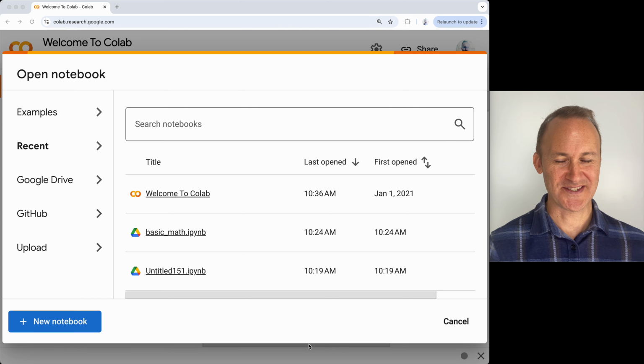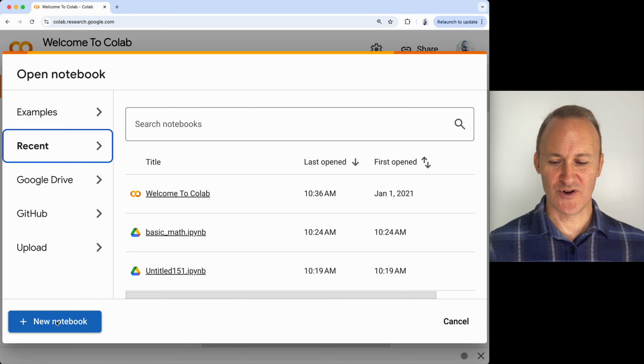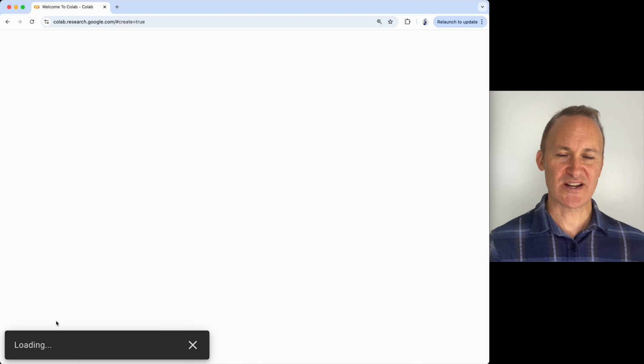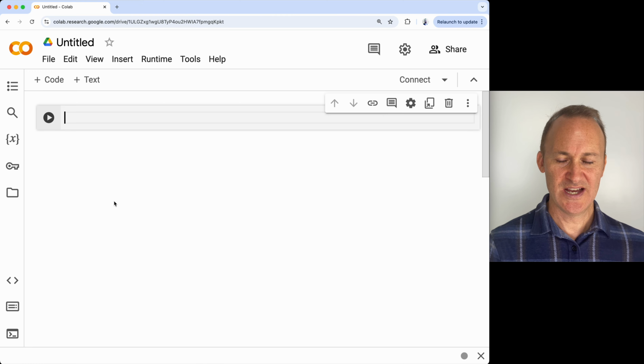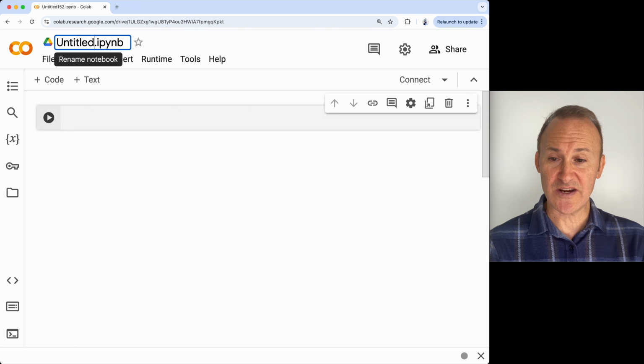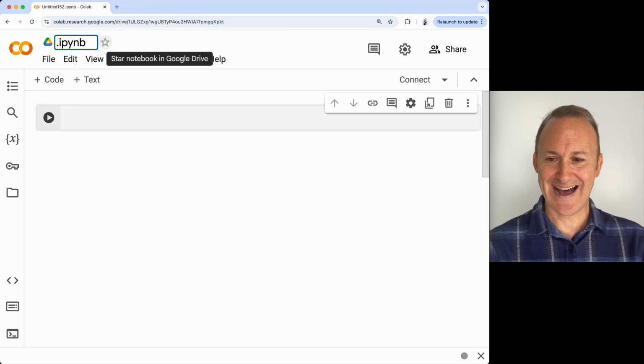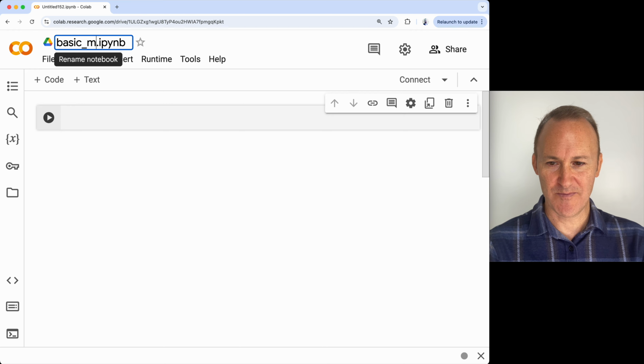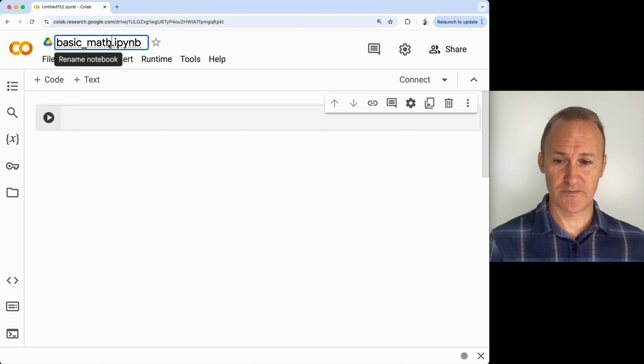Let's do basic math in Python. Go to collab.research.google.com, click on that new notebook option. Let's go ahead and title this one Basic Math. It's important to title your notebooks so that you can reference them later. Leave the .ipynb, as that stands for IPython Notebook and is essential.